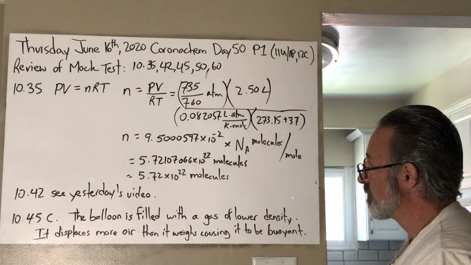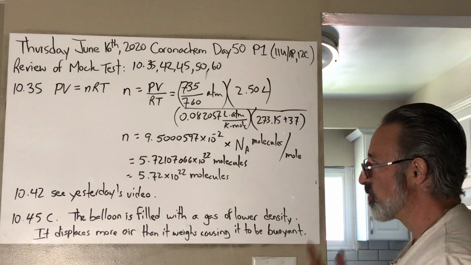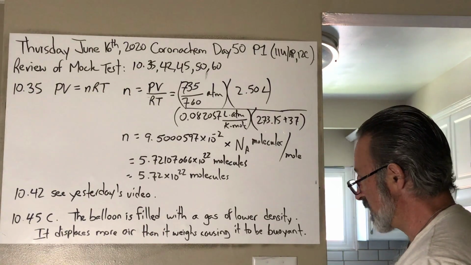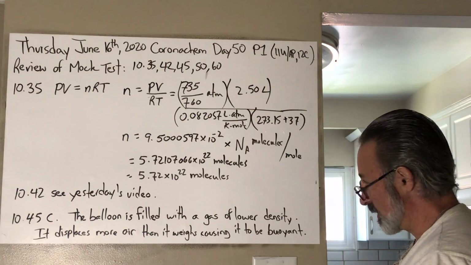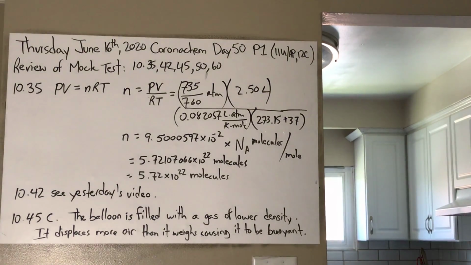So this is the review of the mock test I gave you yesterday. I gave you 5 questions, one more than usual because some of the questions are pretty trivial, or one of them at least. The first question asks, calculate the number of molecules in a deep breath of air whose volume is 2.5 liters at body temperature 37 degrees Celsius and a pressure of 735 torrs.